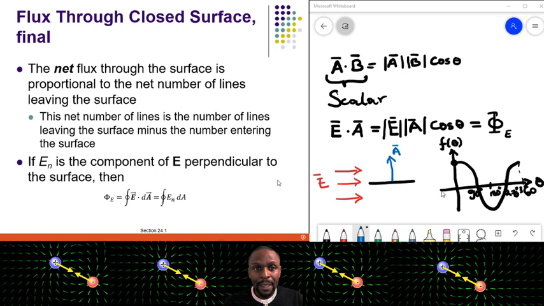Now, the net flux through the surface is proportional to the net number of lines leaving the surface. This net number of lines is the number of lines leaving the surface minus the number entering the surface. Now, En is the component of the electric field perpendicular to the surface. Then the flux is given by this equation. Note that there is now no vector sign at this point, because E dot dA is a scalar quantity. Therefore, the vector signs can be ignored, and this is what you are going to have for this equation.